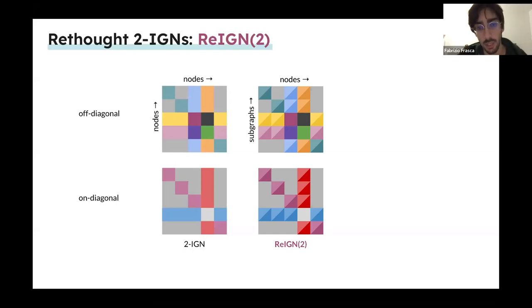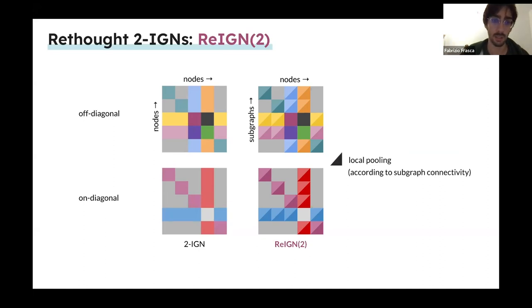The other thing is, as I was saying, we would like to have a local pooling operation, not just a global pooling operation. Here we show this with these little triangles. The idea is that we can also pool according to the subgraph connectivity we have at hand, and this is convenient to recover message passing. So we have this framework which essentially applies two IGN operations on the subtensor where node representations are stored, and is slightly extended to also have sparse pooling.